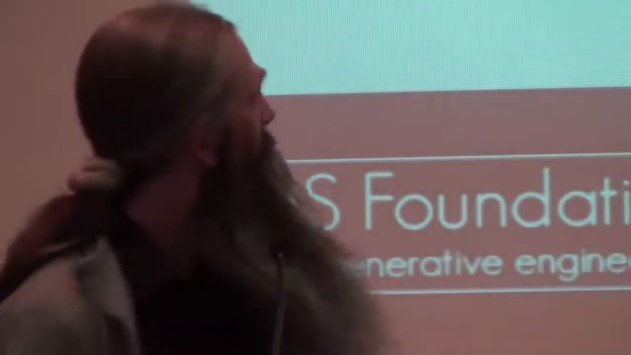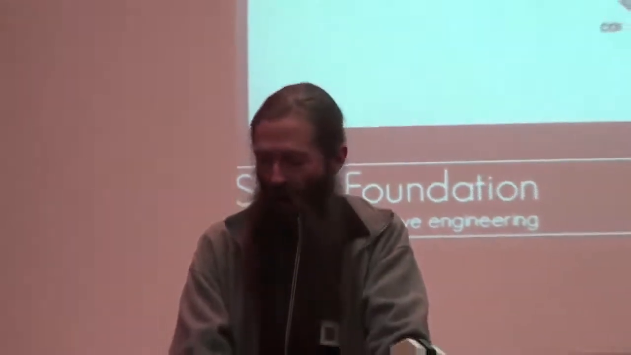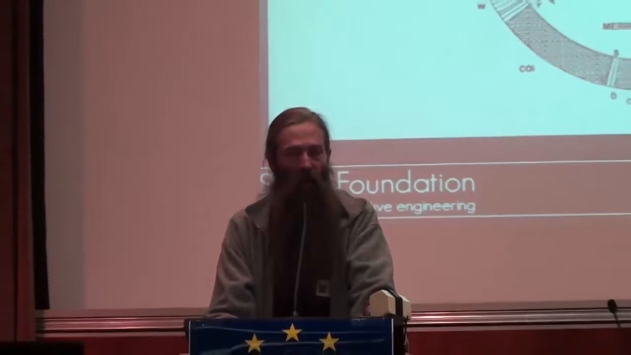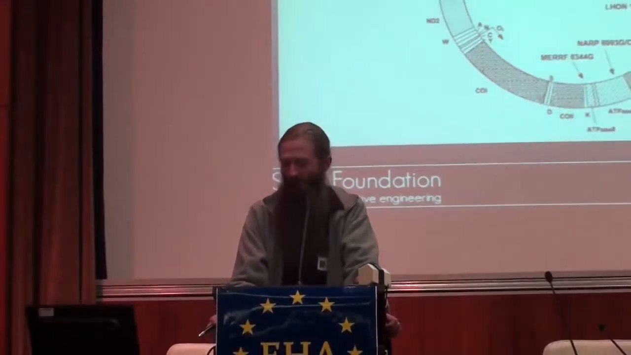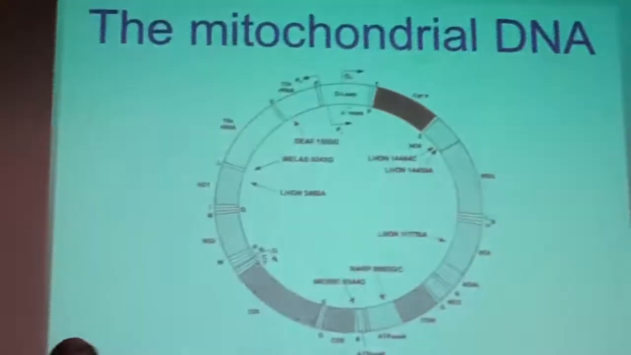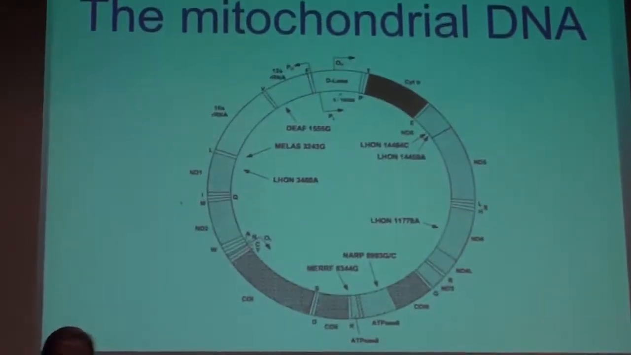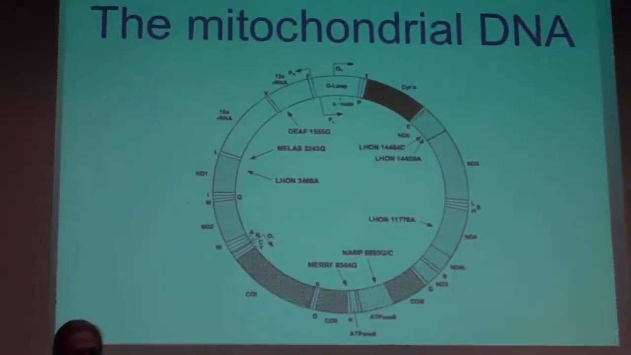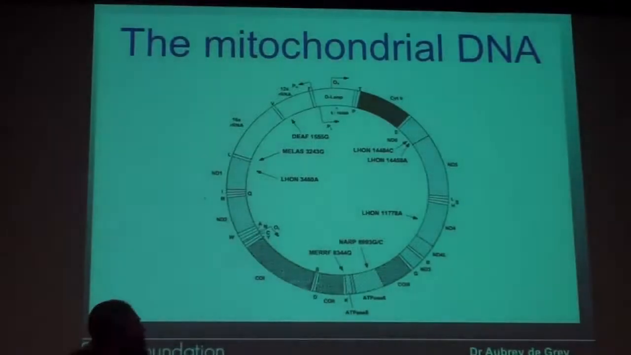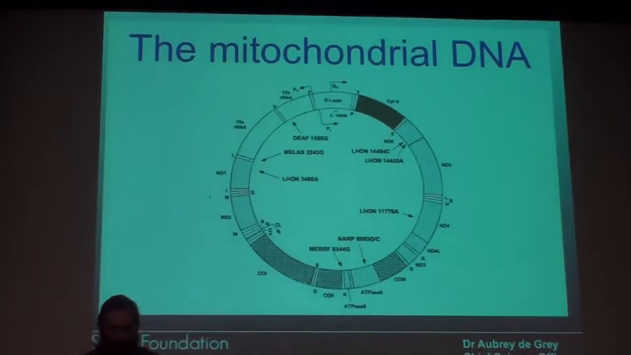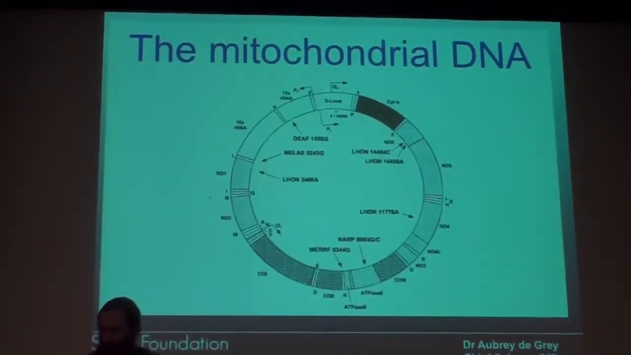Right then, so for those of you who are completely new to the whole concept of mitochondrial mutations, let me start at the very beginning with what DNA we're talking about. This is the mitochondrial DNA. It's extremely small. It's only 16.5 kilobases. And it's the only DNA that mammalian species have outside the nucleus.